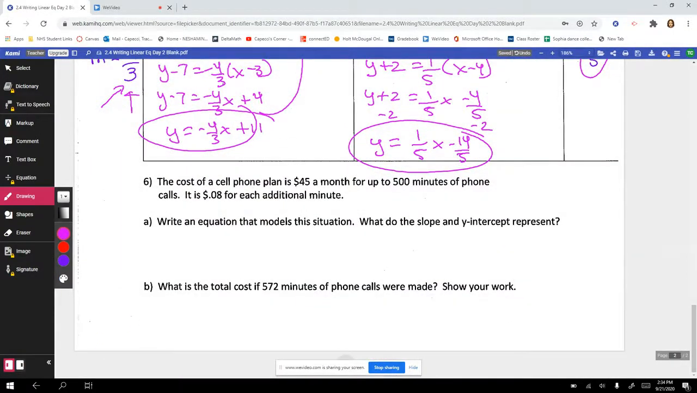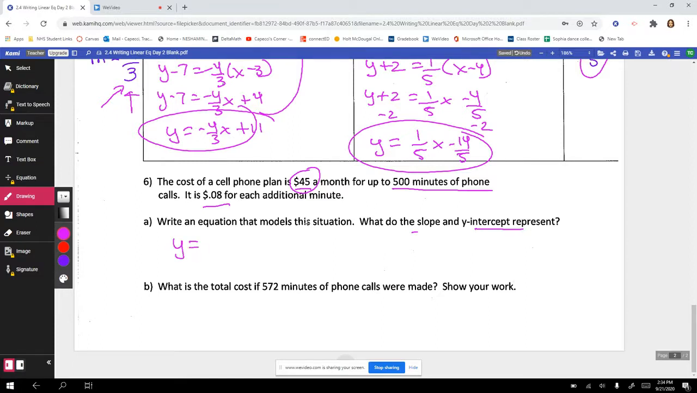All right, love to end with a couple of word problems, so here we go. The cost of a cell phone plan is $45 a month, up to 500 minutes of phone calls. At that point, it's 8 cents for each additional minute. Now, I know phone plans don't work like that nowadays, but some of them do if you have a different kind of plan. So we just have to be careful and understand everything we're doing. We know that we're paying $45 regardless. And we know we're going to have 500 minutes that we can use. So it says, write an equation that models this situation.